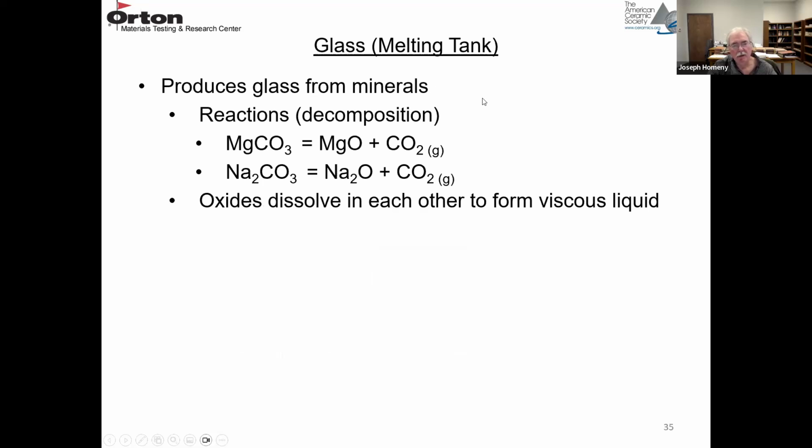So what happens in the glass tank? The reactions, you're decomposing any of the carbonates. The magnesium carbonate would form MgO plus CO2 gas. The sodium carbonate would form Na2O plus CO2. So you're decomposing any of the carbonates to the oxides. And then all these oxides dissolve in each other to form a viscous liquid. And it's primarily a silicate-based glass.